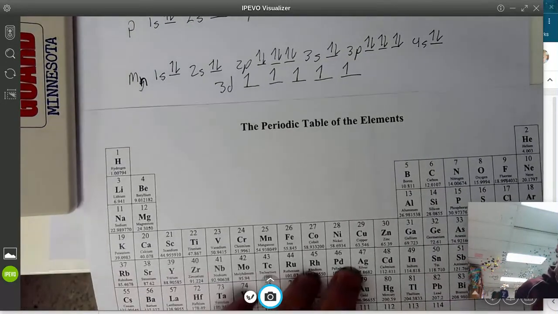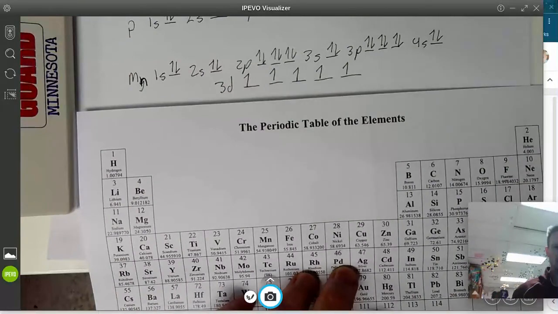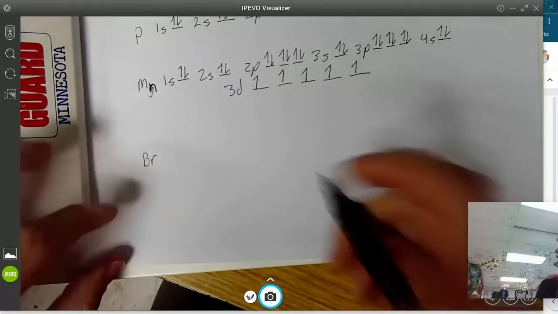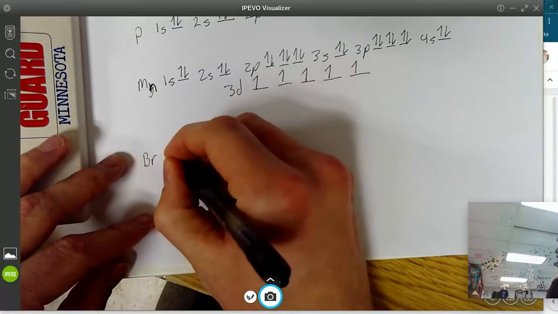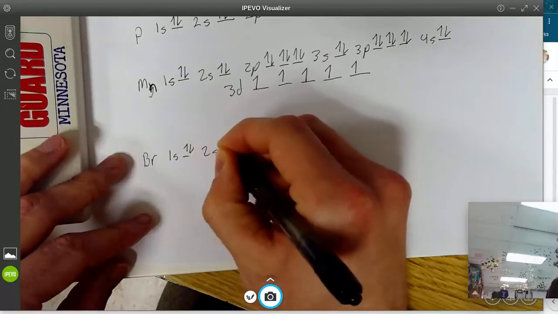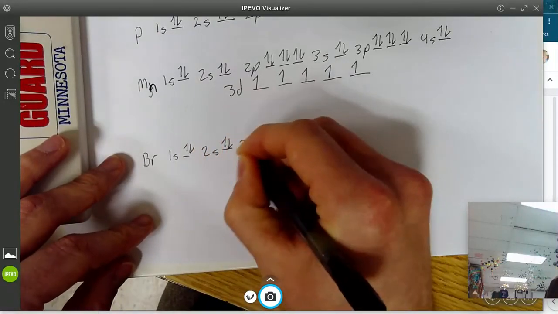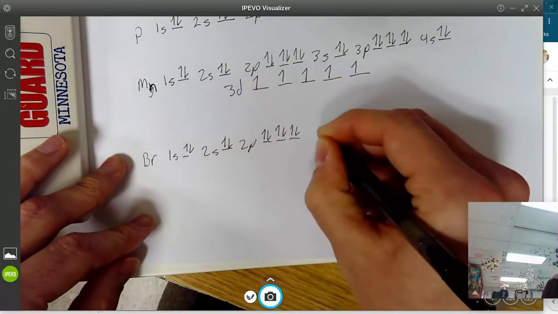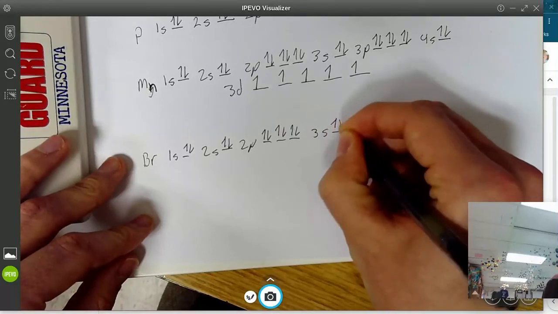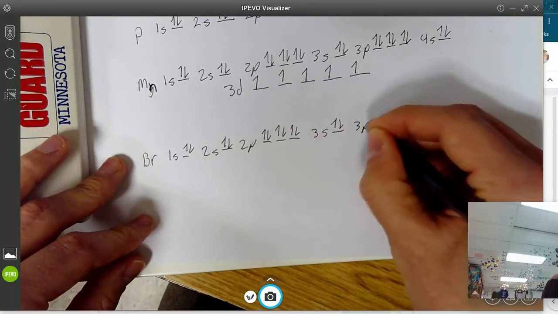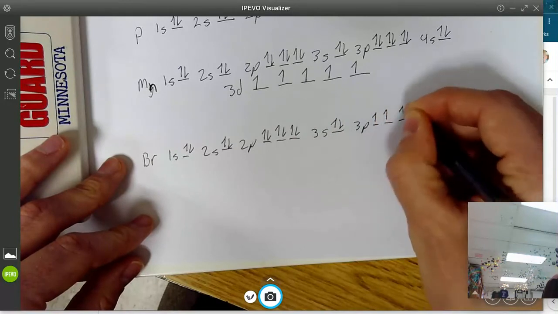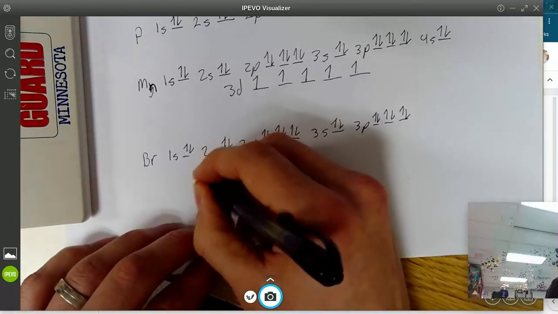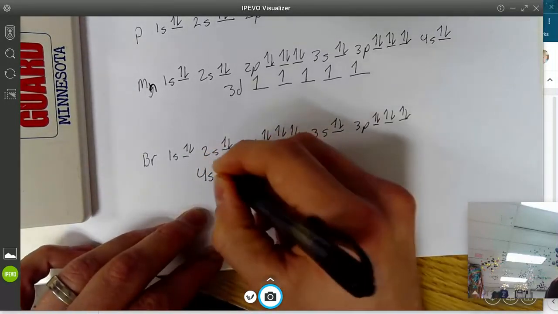Last one. We're going to come all the way over here to bromine. Right? All right, so for bromine, again, starting in the beginning, 1s, 2 arrows, 2s, 2 arrows, 2p, 3 orbitals, 6 arrows, 3s, 2 arrows, 3p, 6 arrows. All right, I'm going to put my 4s right here, 2 arrows.